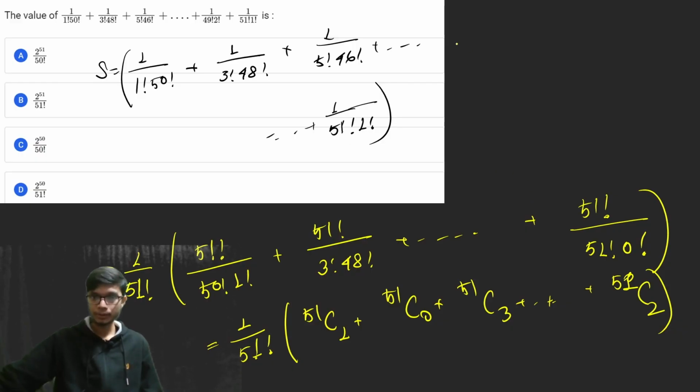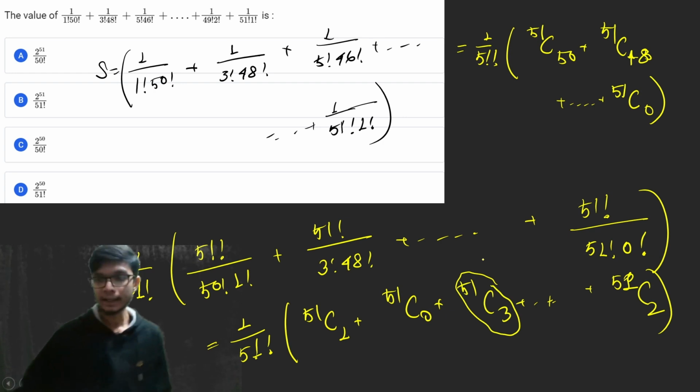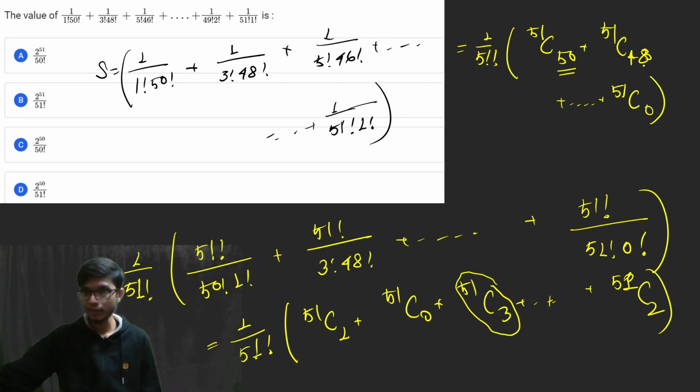Now if you group these particular values, you get 1 by 51 factorial, and from here you will get 51c50 plus 51c48 and so on, up till 51c0. What you observe is that 51c3, I am not writing it as 51c3, instead I am writing it as 51c48. Why am I doing so? Because in doing so you will always get the lower suffix as an even number.